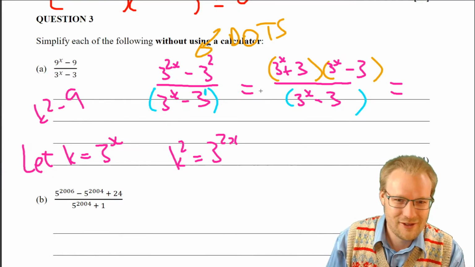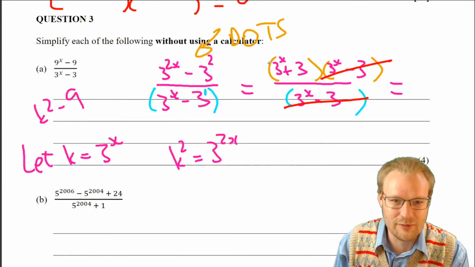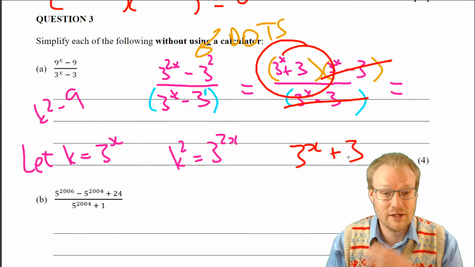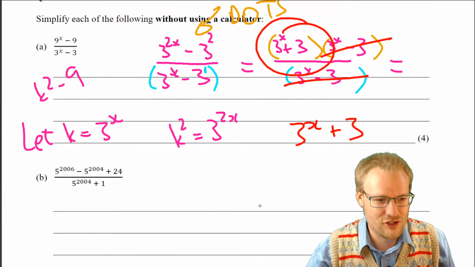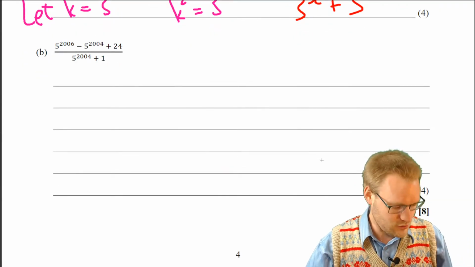Okay, so what happens is, great, that whole bracket is the same as that whole bracket, and we're left with just that bit there, right? 3 to the x plus 3. But how do we solve it? Okay, so let's see if we can use a similar idea in this last question.